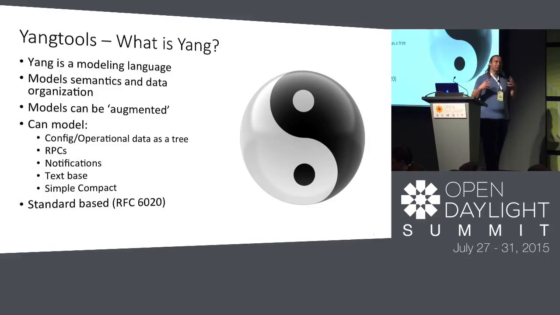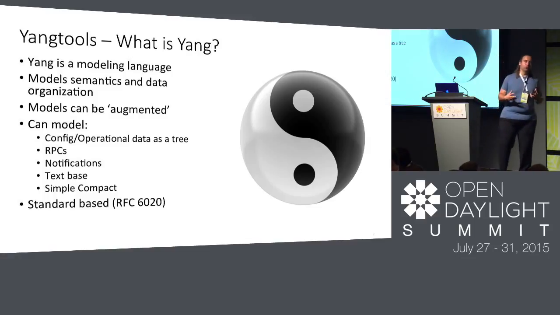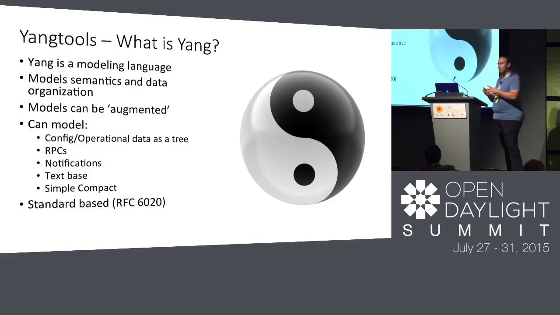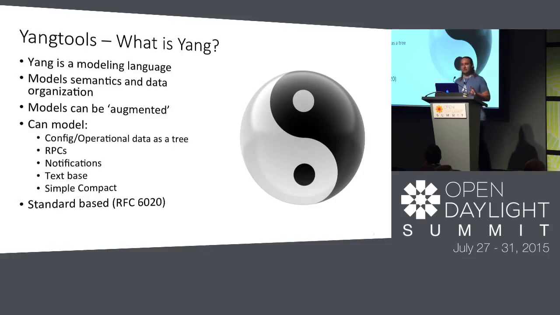The models in Yang can be augmented, which is an amazingly cool thing because it means that you can extend applications without having to necessarily change directly the source that's dealing with those models. So without having to change the underlying model, I can add additional augmentations to it. We won't go so much into that here. We've got a lot of stuff to cover. But it's a very cool feature of Yang.